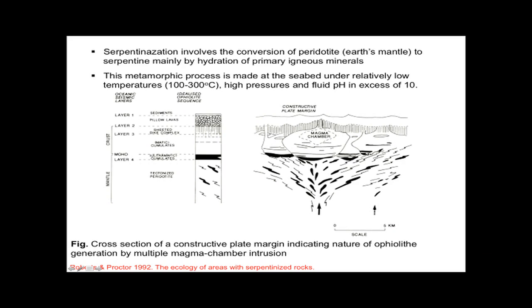Now, let's see how serpentine rocks are formed. Serpentinization is a process that involves the conversion of peridotite. Peridotite is found in the Earth's mantle, and it is transformed into serpentine mainly by hydration of the primary igneous minerals. This metamorphosis takes place at the seabed at a relatively low temperature, from 100 to 300 degrees Celsius, high pressures, and pH over 10.